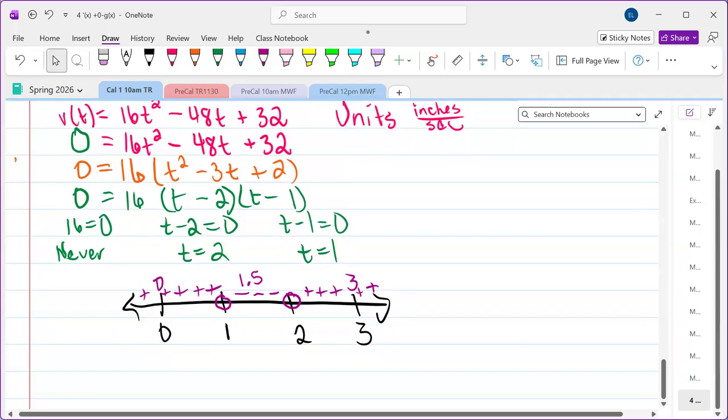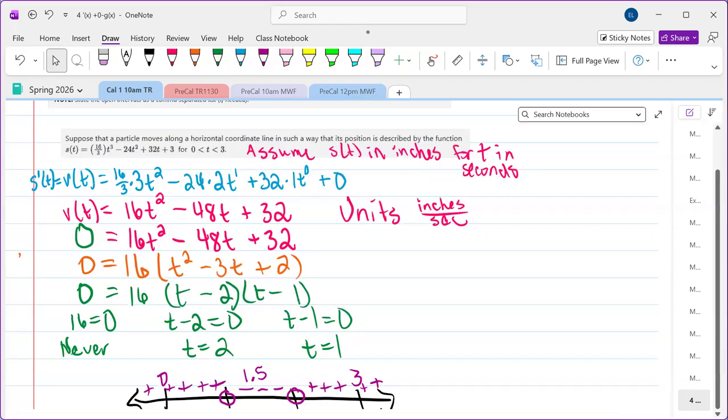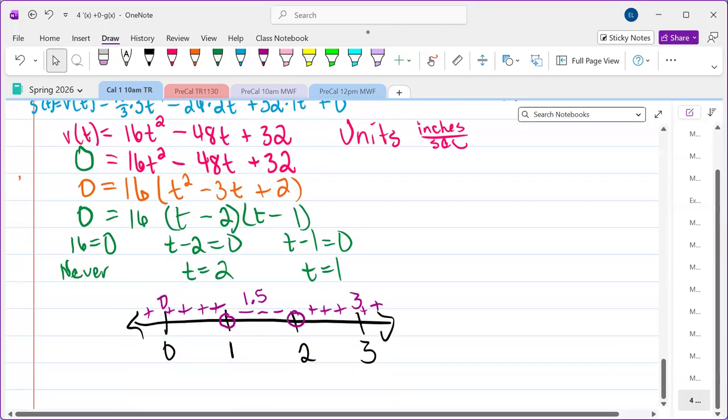So we know this is, like, the original function was 16 thirds t cubed. So that is going to end at infinity. And if it's got two turnaround points, then it actually changes. So it's going up, then going down, going up.